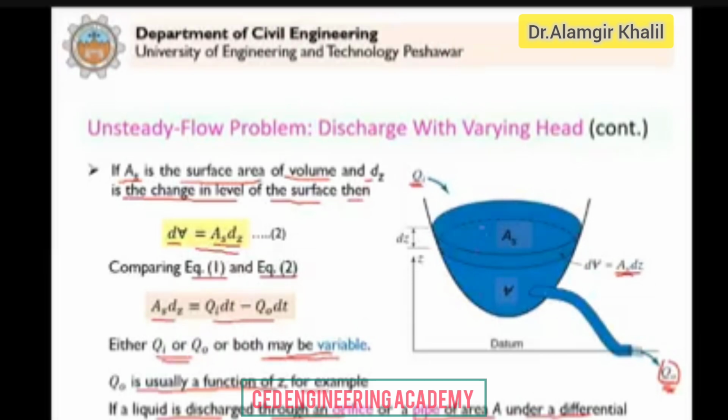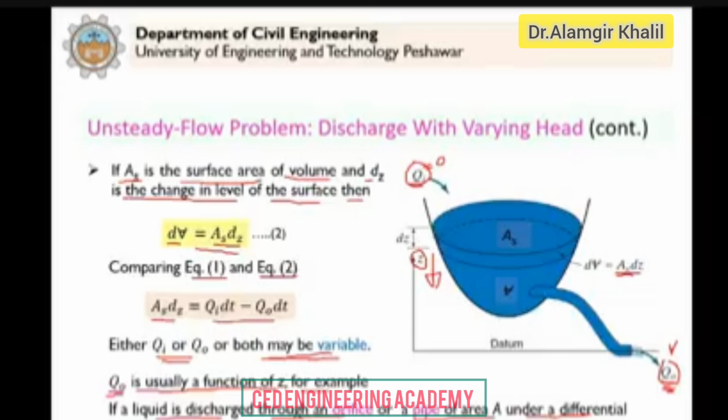So if you keep the head constant, if Z is constant, what will be the discharge outflow? It will also be constant, correct? So in that case, Qi will not be variable. But let's say we have a tank or reservoir, and let us assume Qi is 0, and you have Q naught. What will happen to Z? Z will decrease, until this tank is completely emptied. So in that case, Q naught is variable.